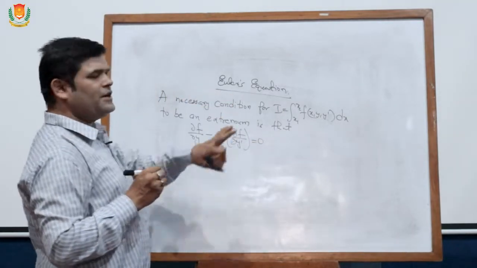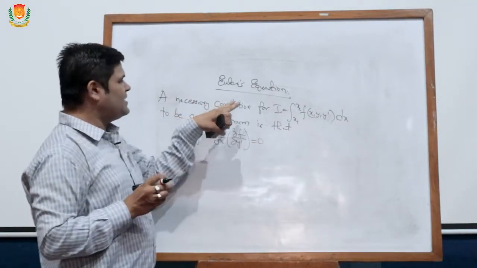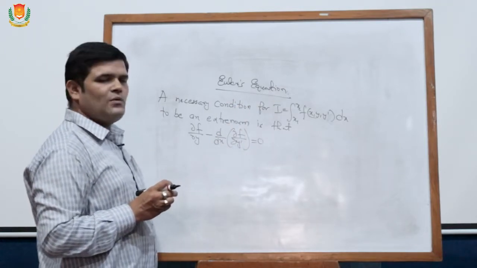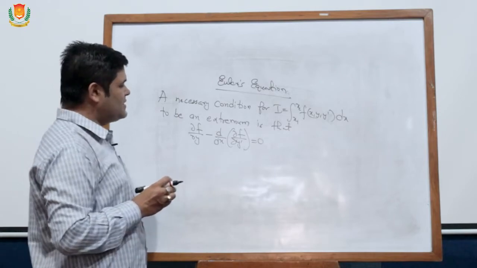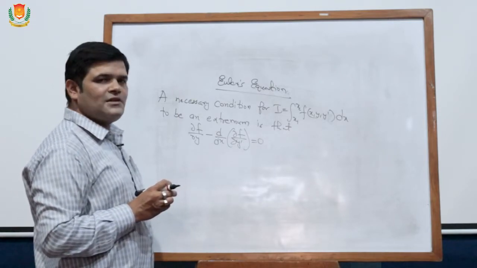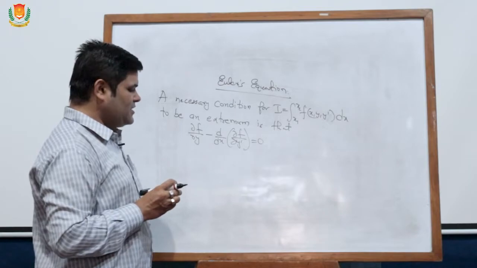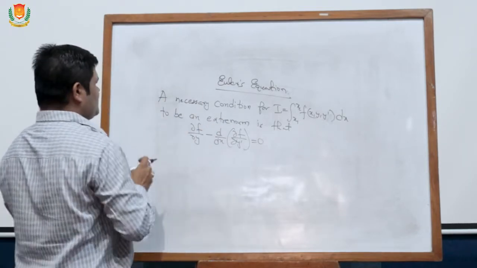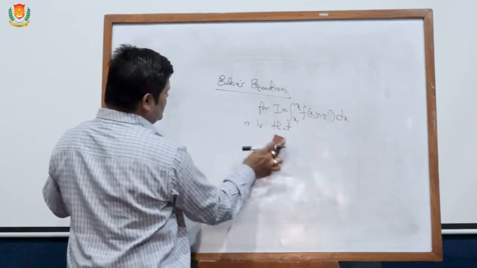This is the statement of Euler's equation: a necessary condition for I equals integration x1 to x2 f of x, y, y dash dx to be an extremum is that del f upon del y minus d upon dx of del f upon del y dash equals 0. We are going to prove this. We start the proof.